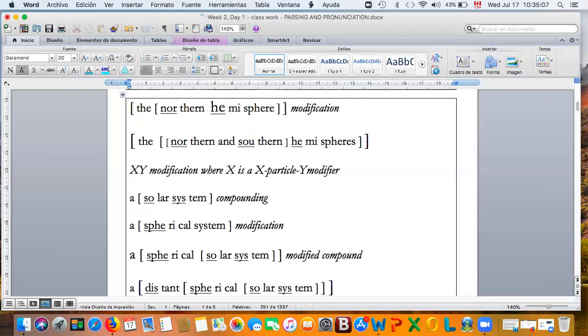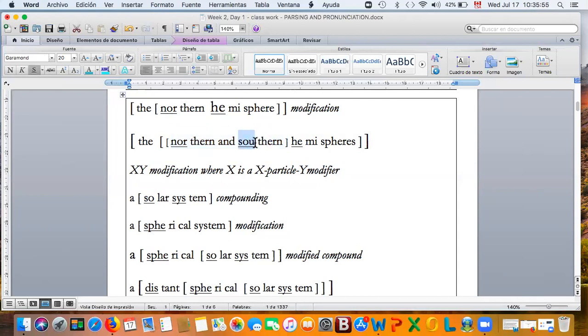Y modifying structure. So all of this is X, and this is Y in an XY type modification. Like if this were X, Northern, this would be Y, Hemisphere. This is just ordinary modification. But here, we have a more complex modifier in the modification structure. Now we have Northern and Southern modifying hemispheres together. So that gives you, first of all, Northern and Southern.